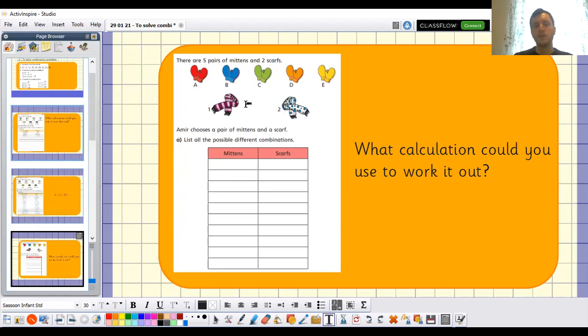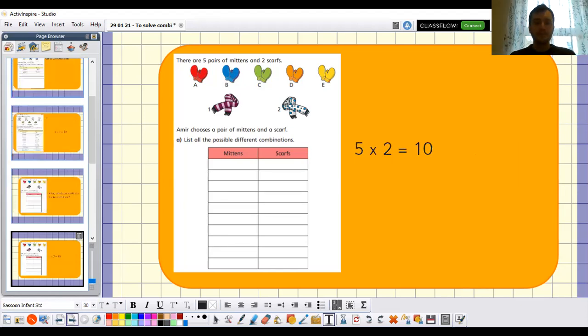Or think about using your multiplication methods. How many mittens are there? How many scarves are there? Times them together and you get your total number of combinations. Again, pause the video there. Can you do the table? Can you do the calculation to show those combinations? Let's look at that one together.